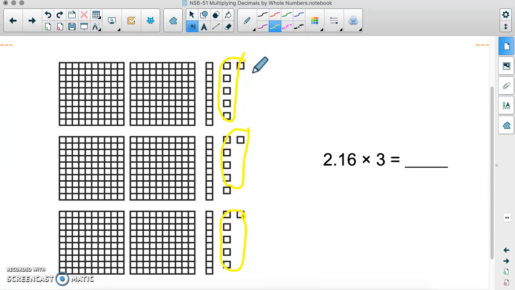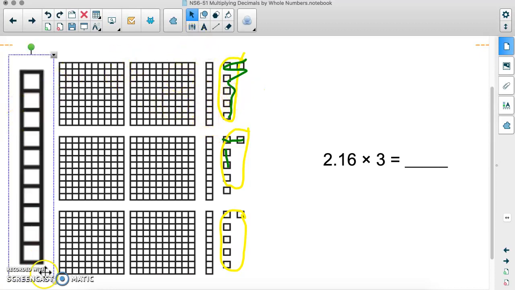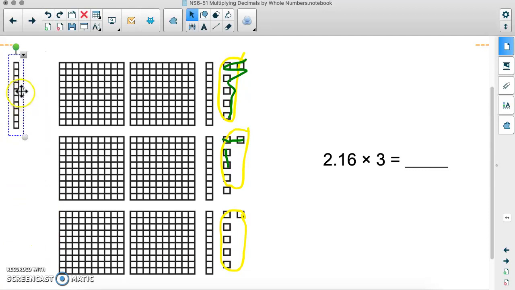So what can we use to replace 10 of those hundredths with? Well, we can use a rod or a tenth. So if I take 10 away, so I'm going to take away these 6, 7, 8, and then 9, 10. And I'm going to replace that with a rod. So I'm going to replace that with a tenth because I'm taking away the 10 hundredths.